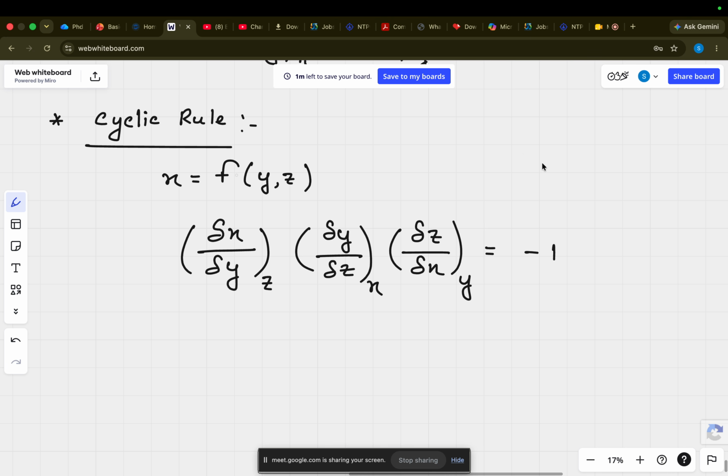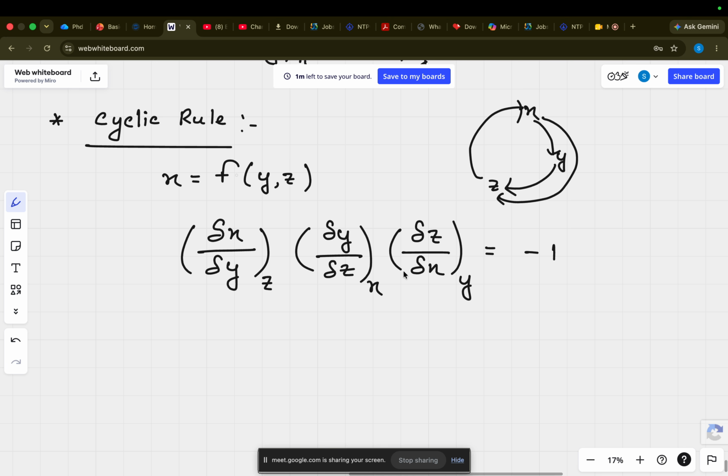Okay, now how to do this? First of all, write down like this. Suppose I have x, then I have y, then I have z. So come like this, in clockwise, from x to y, then y to z. So first x to y, so del x by del y. Next, y to z, so del y by del z. Next, z to x, so del z by del x.